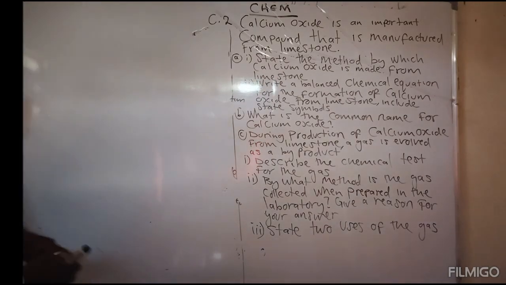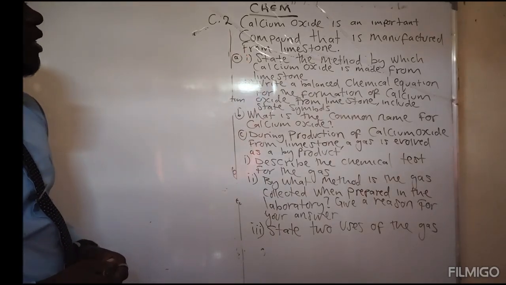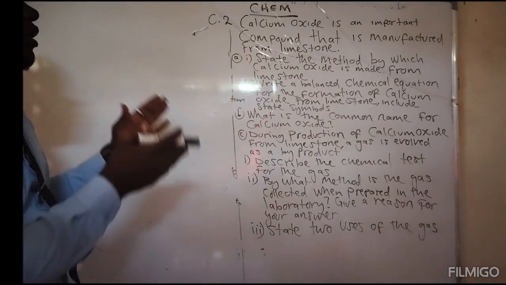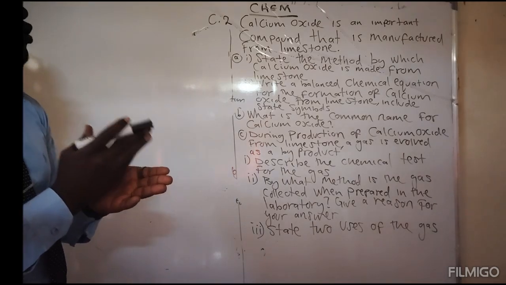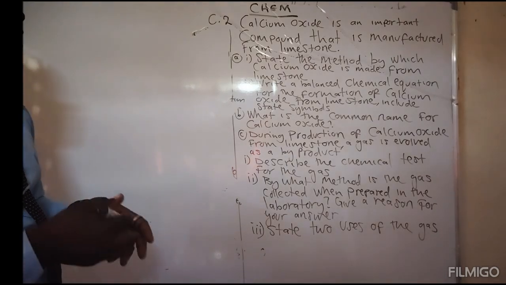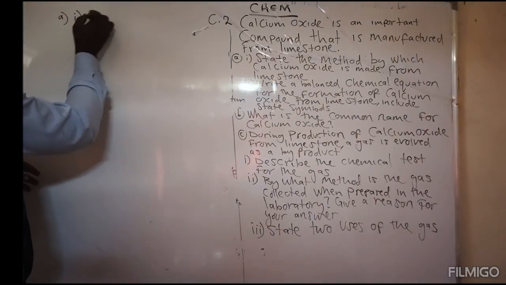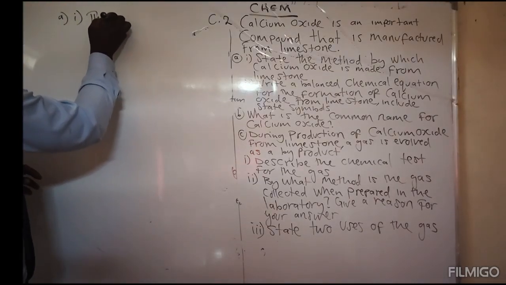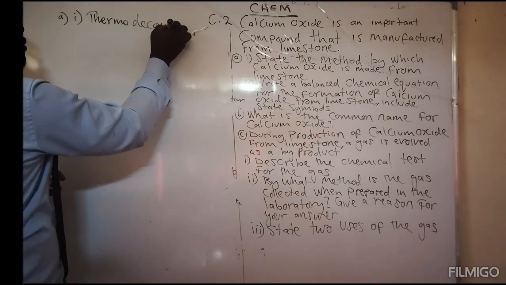Okay, we start. State the method by which calcium oxide is made from limestone. Limestone to calcium oxide, you are breaking it. Since you are breaking it, what do you use? Heat. So meaning you say, A1, it's thermal decomposition.